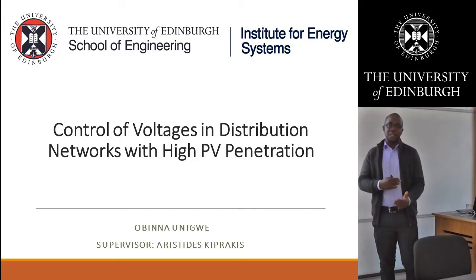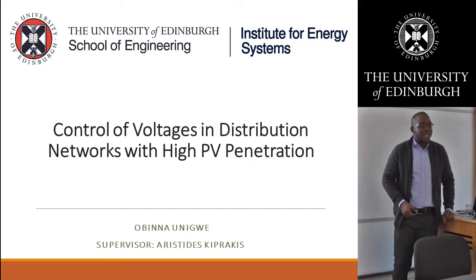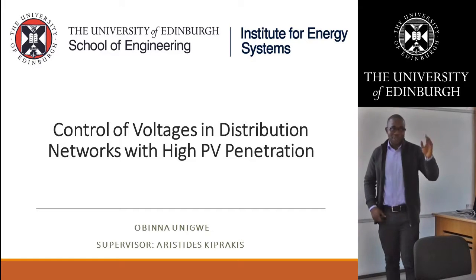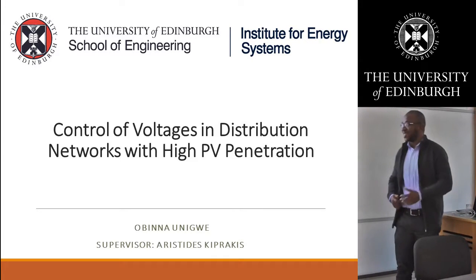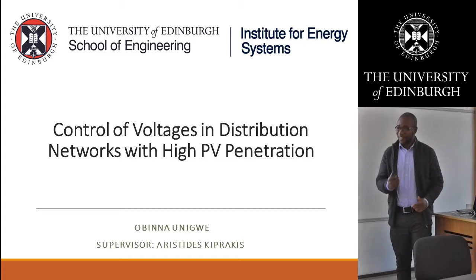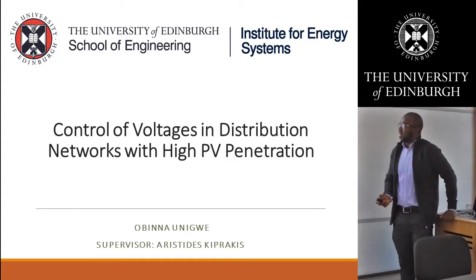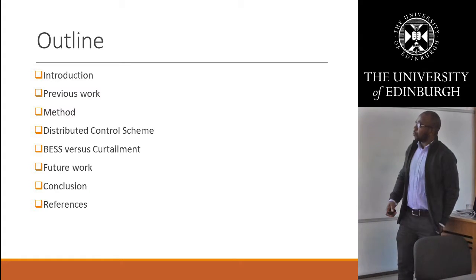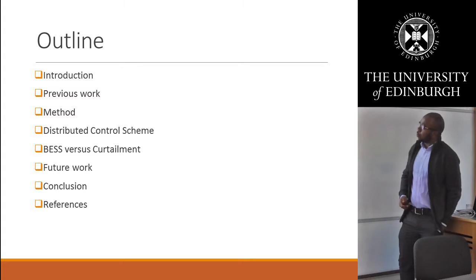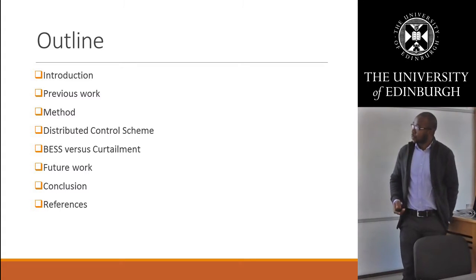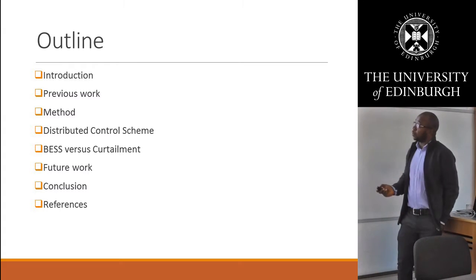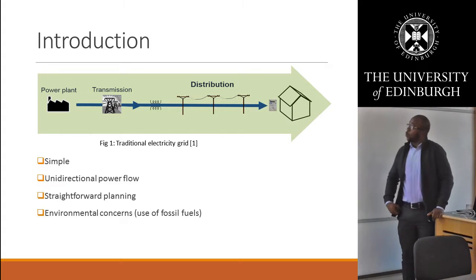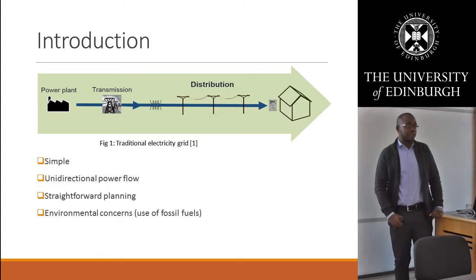Talking about what I've done in the last 1 year and about 2 months, and also talking about where I hope this work is going to get onto. It's not going to be as detailed and as mathematical as Dahunsi's presentation, so don't expect so much maths. So I'll be talking about just a brief introduction, previous work, method, control, distributed control scheme, BES versus curtailment, future work, and conclusion and references.